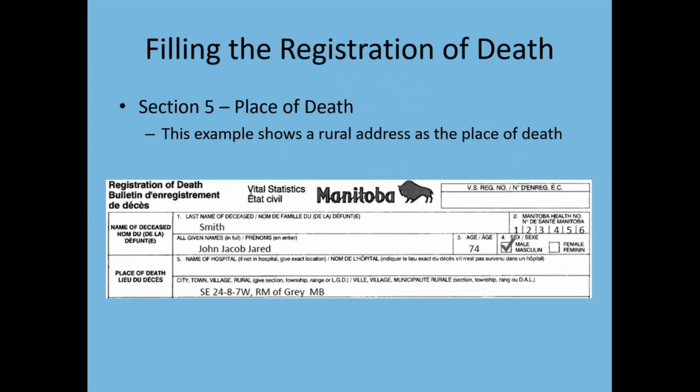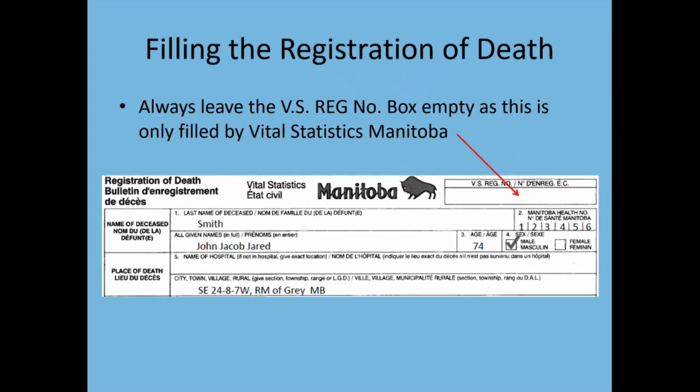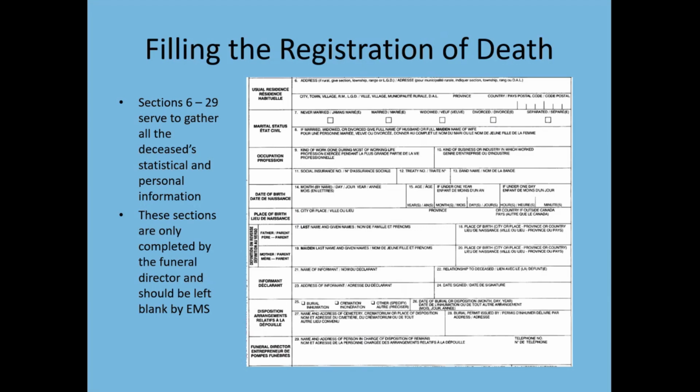Section 5, place of death. This example shows a rural address as the place of death. Make sure it is the actual address. Always leave the VS registration number box empty, as this is only filled in by Vital Statistics Manitoba. These sections are only completed by the funeral director and should be left blank by EMS.